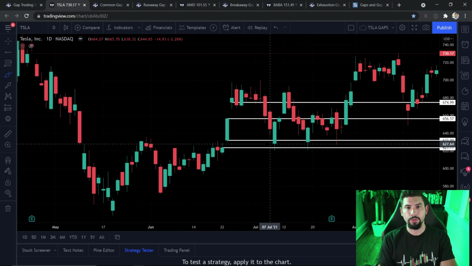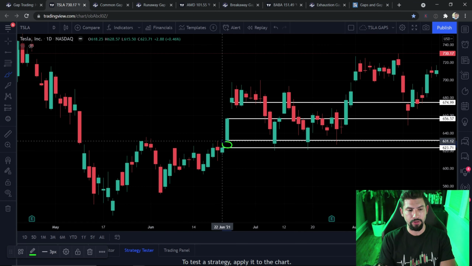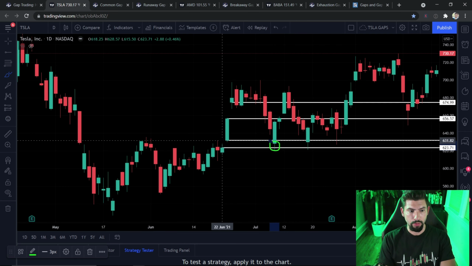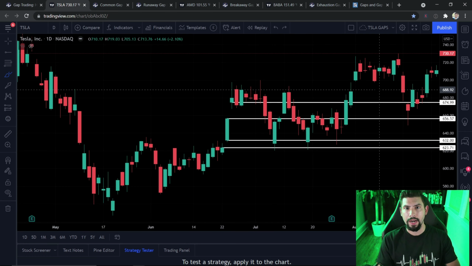Now at this point, you'd probably be looking at the next gap below, which is in this range right here. And that's exactly what we did. Price came right into this gap and then it rocketed out of there. So it hit a low of 620.46 and it actually made a high of 654.43. So this was a $34 move from the low, which coincides with that gap fill. So this is one example of a common gap.